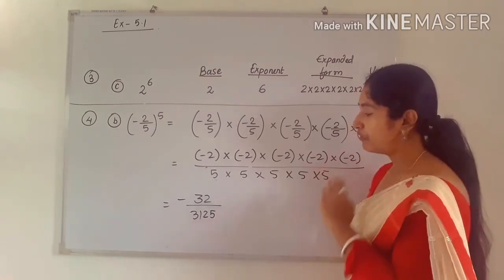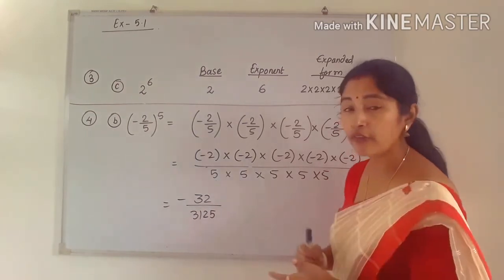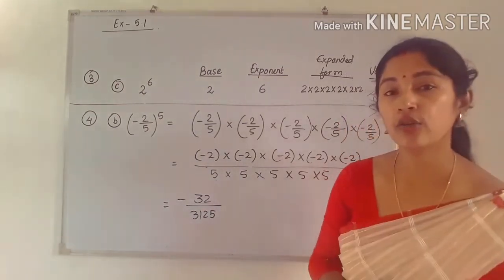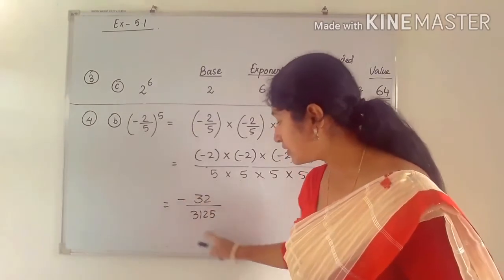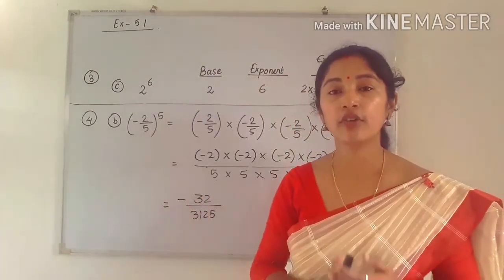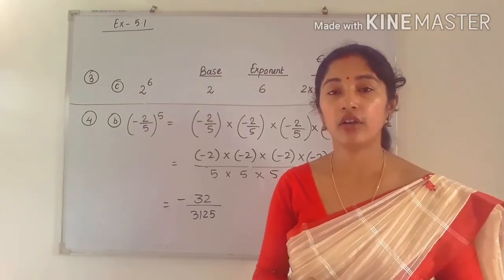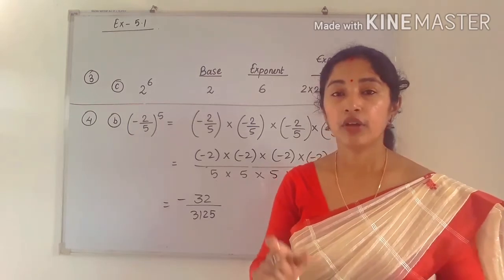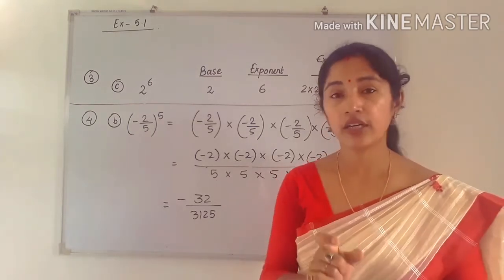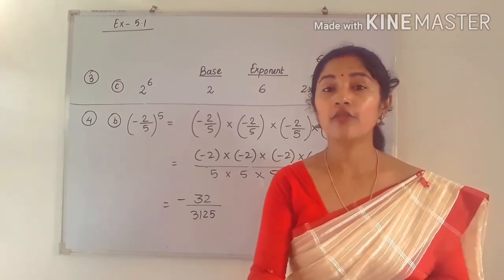Next, when you finally get the value, in that value you have to write the symbol in the numerator only. Because this is a rational number, this is a number in P by Q form. So already we know that we have to write the negative number in the numerator only. Okay, not in the denominator. Because before the numerator, negative symbol is present, and that is the standard form of rational number.